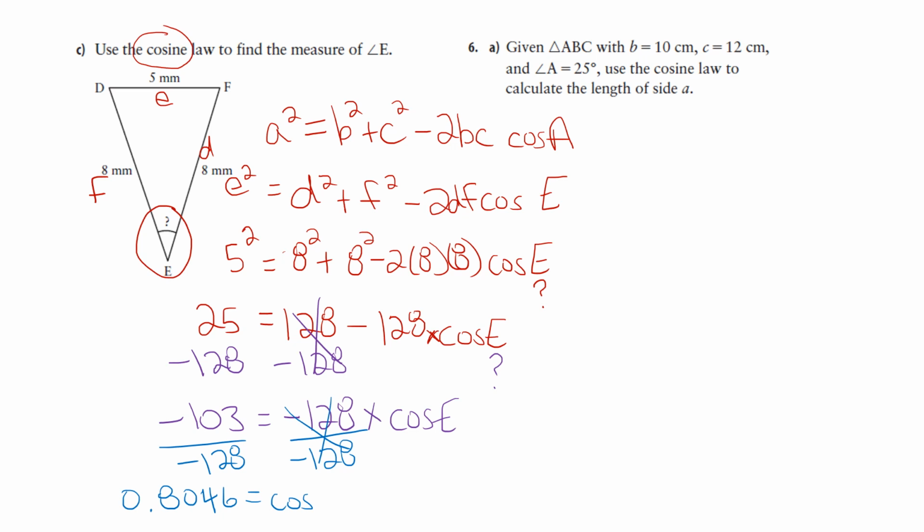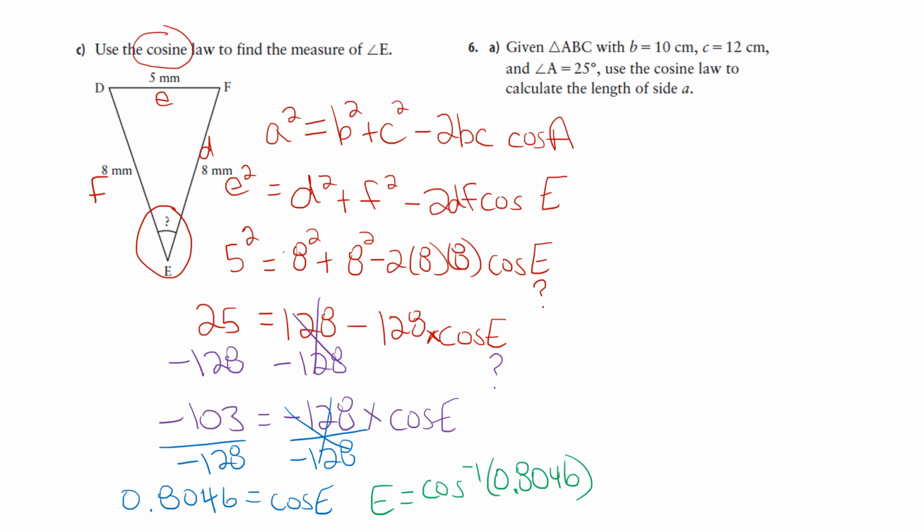And just like the previous examples of sine law, that does not make a lot of sense as a final answer, but that's okay, because we have to undo the cos of E by doing the cos inverse. So cos inverse, or cos negative 1, of 0.8046, and that will get us our answer, the angle that we're looking for. Again, make sure your calculator is in degree mode.